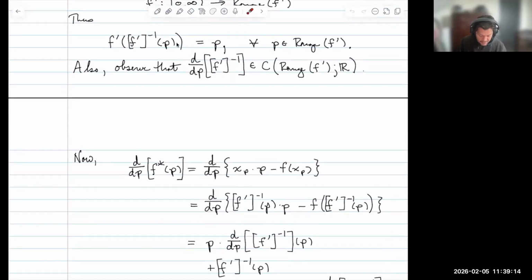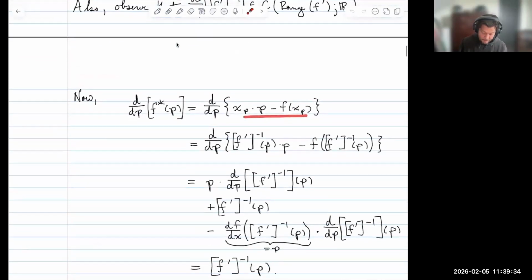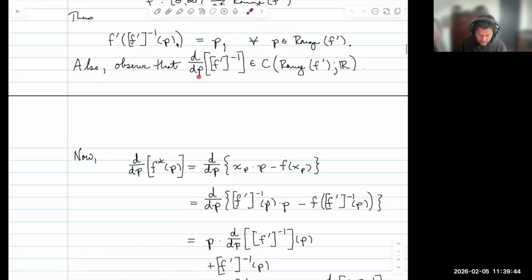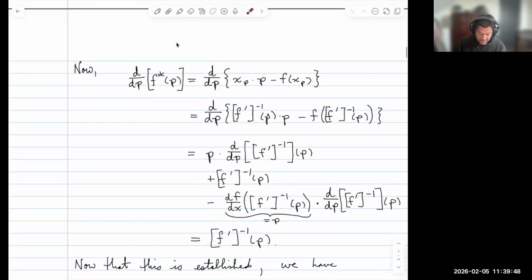Let's take the derivative of this object first. So the derivative with respect to p of f star p, what is this exactly equal to? Well, we have a formula here, right? There's our formula, and we need to take the derivative of that formula with respect to p. This object here is really nothing more than the inverse of the prime function. So the reason why I made the observation that this actually is differentiable is because we're going to have to differentiate it down here.